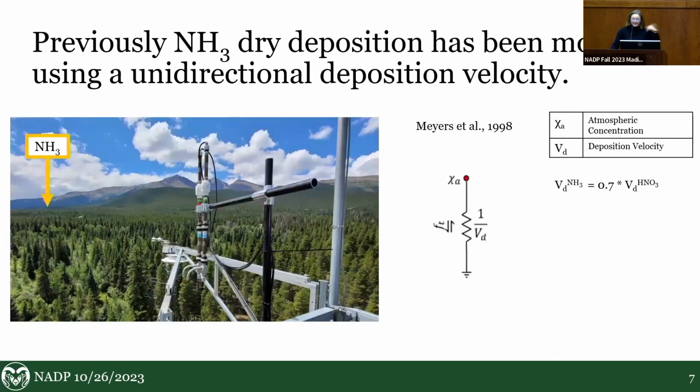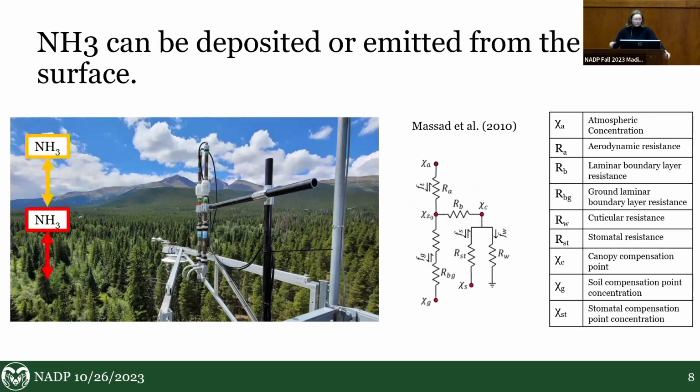So when we think about that previous paper, it uses this unidirectional deposition framework, right, where we have ammonia just depositing onto the surface, again, scaling the deposition velocity of nitric acid, because at the time that was provided through the CASTNET data. But what we actually know about ammonia is that it can be deposited or emitted from the surface, and to understand that, we really need a bidirectional model.